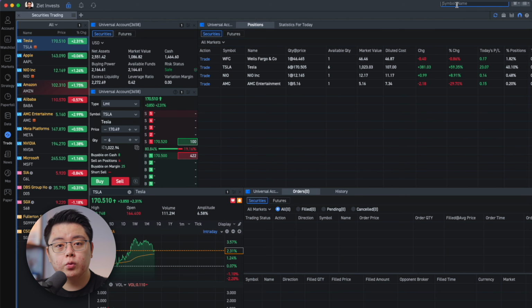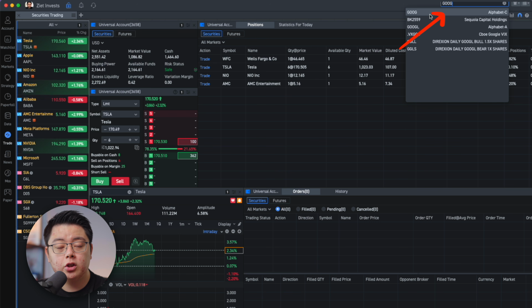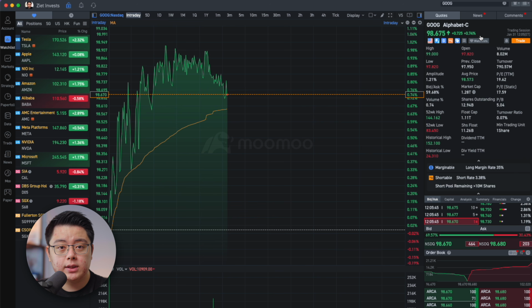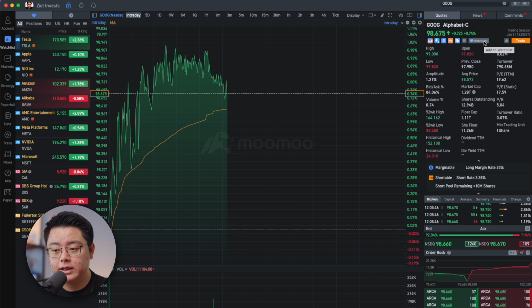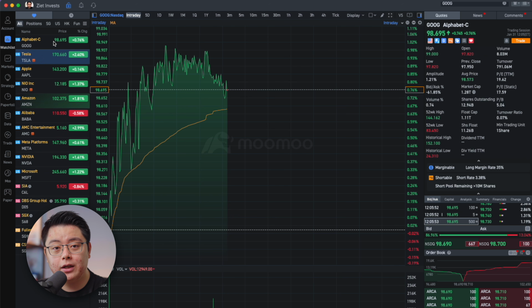And if you're wondering how to add a stock into a watch list, just search for the stock ticker symbol or the company name at the top right hand corner. Click into it and you will see this add to watch list button. Just click it and there you go. The stock is now in your watch list.